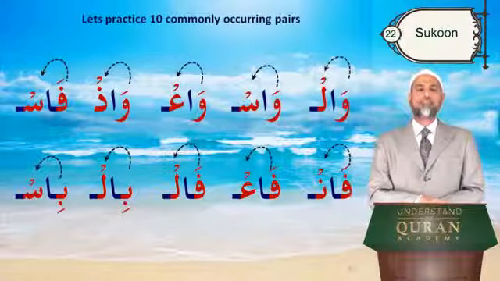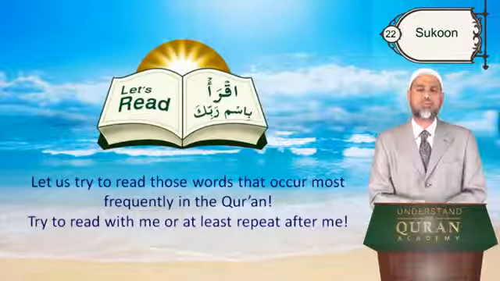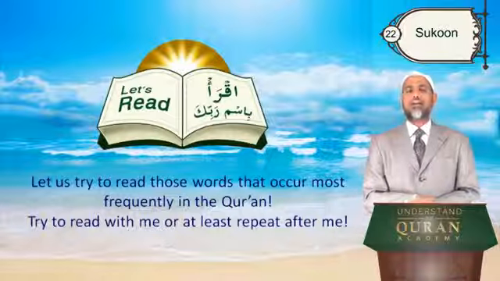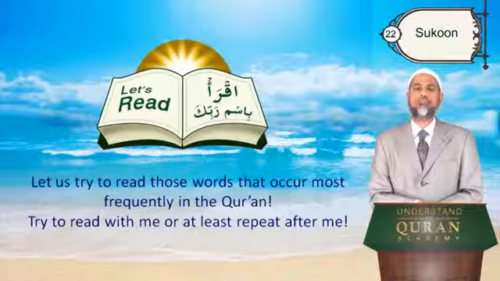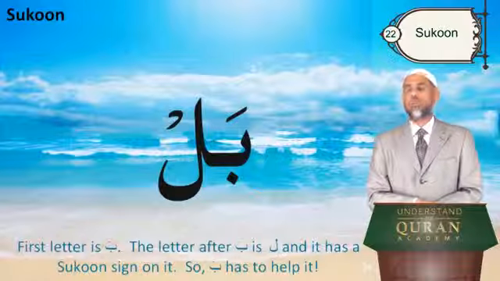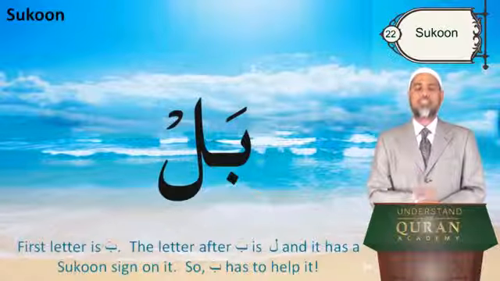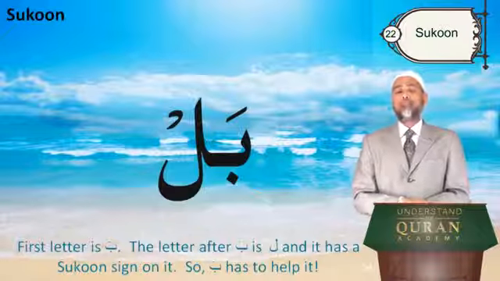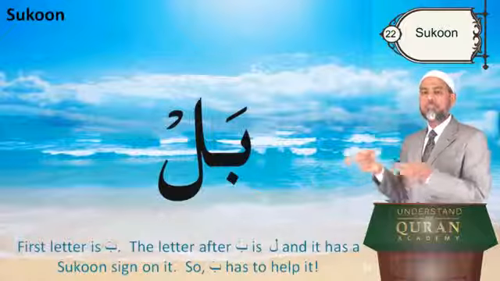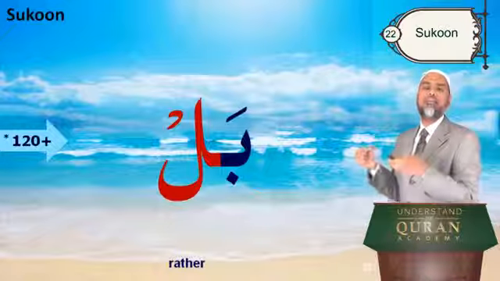That's it. Let's try to read those words that occur most frequently in the Quran. Try to read with me or at least repeat after me. Bal. Well, we learned most of these, but here they make meanings. Bal means rather. So lam is being helped by ba. Ba has to help lam. Bal.